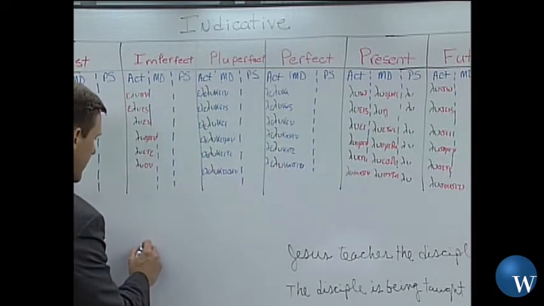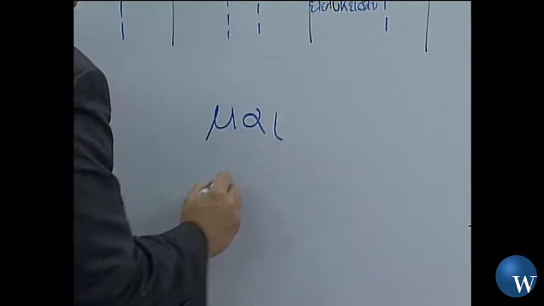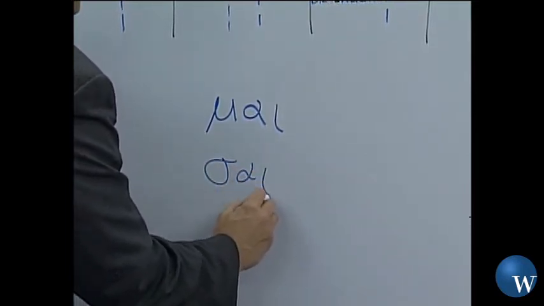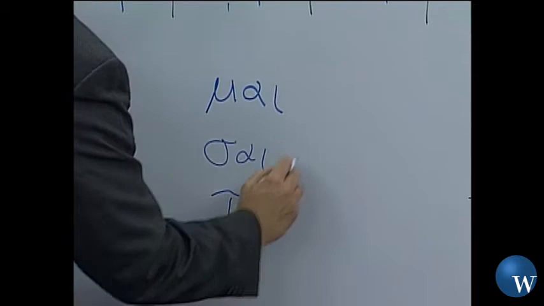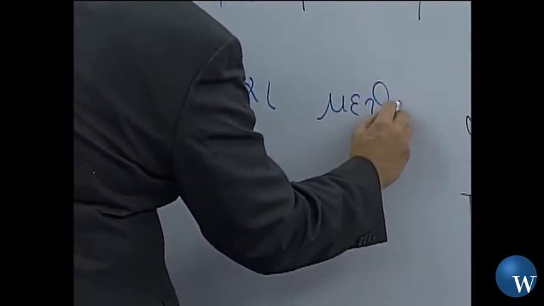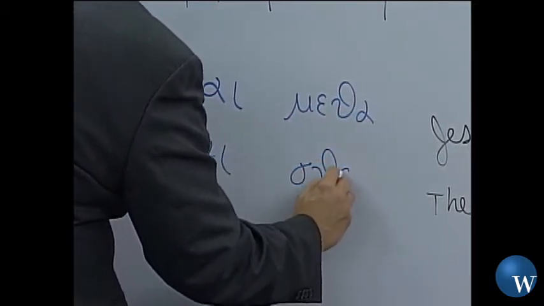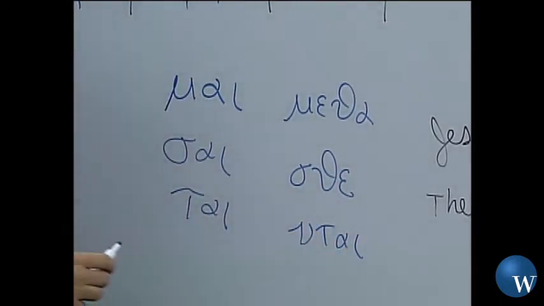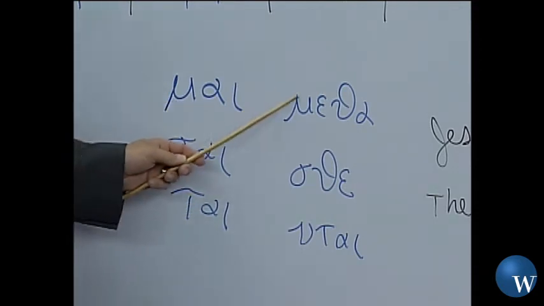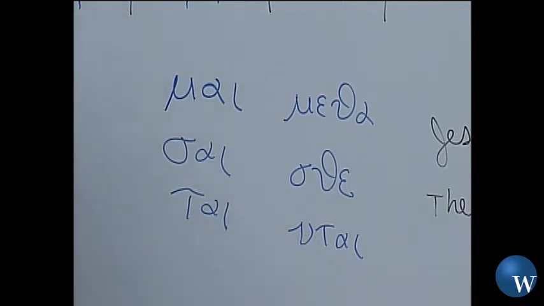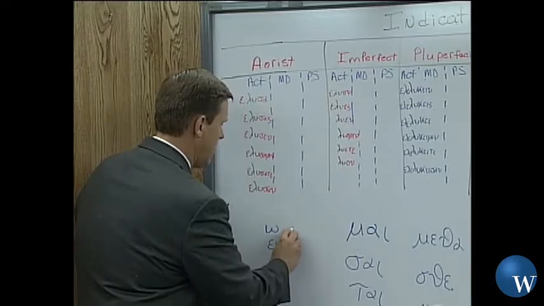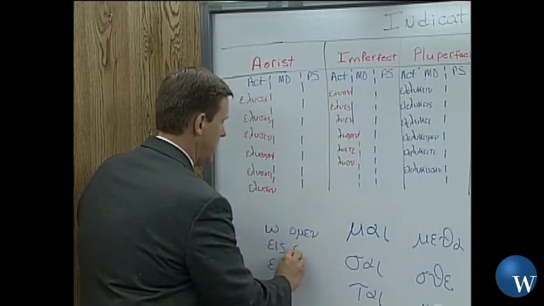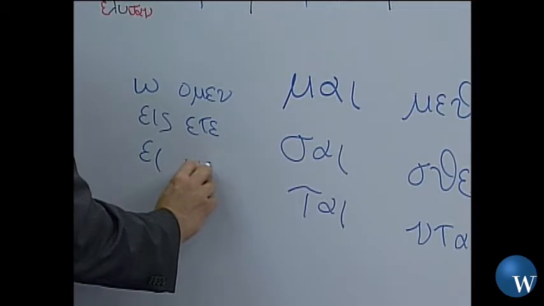Notice that the endings would be mai, sai, tai, metha, sthe, ntai. Okay? So those are going to be our endings. Mai, sai, tai, metha, sthe, ntai. Do you remember when we learned the endings ō, eis, ei, omen, ete, and ousin? You remember those?